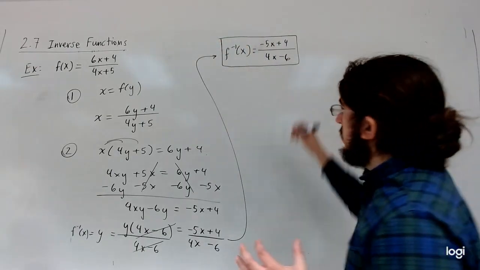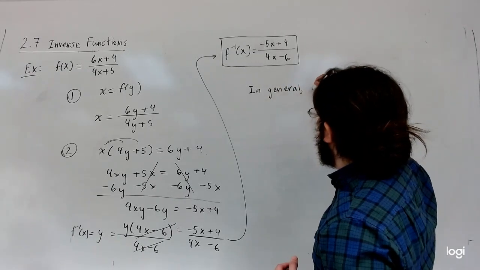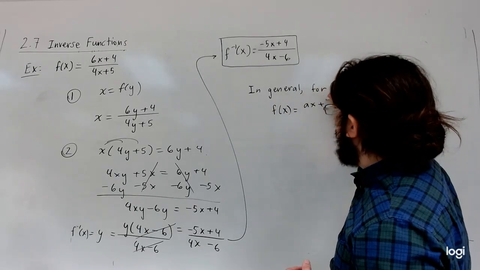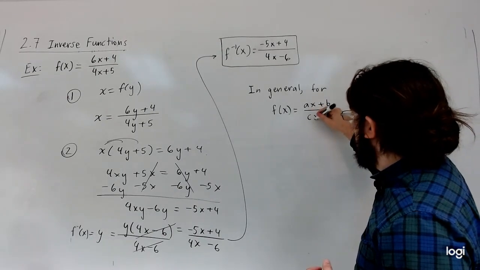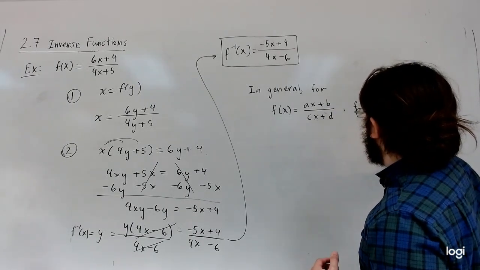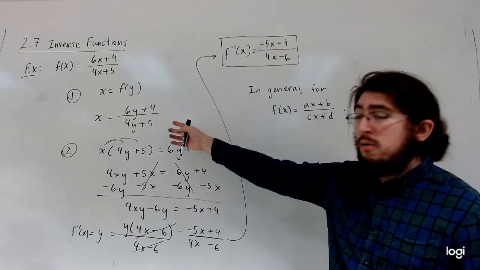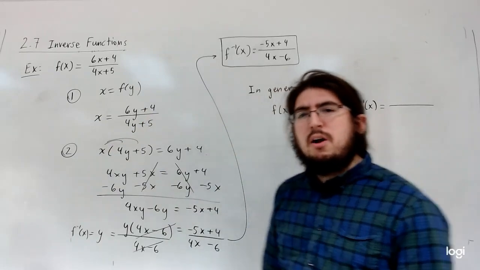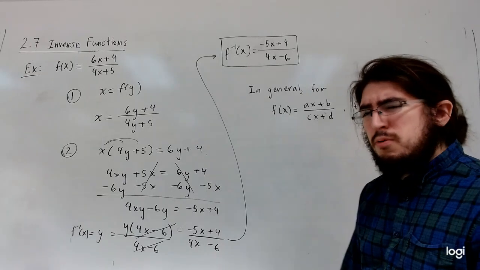Now I want to generalize this, so let me just say the following. In general, for f of x equals ax plus b over cx plus d, f inverse of x is equal to what? Well, notice there was nothing special about these numbers, 6, 4, and 5. These numbers are the same, but they're both 4, so it's a little hard to see what happens. I kind of just want to tell you, but I guess I'll prove it to you.